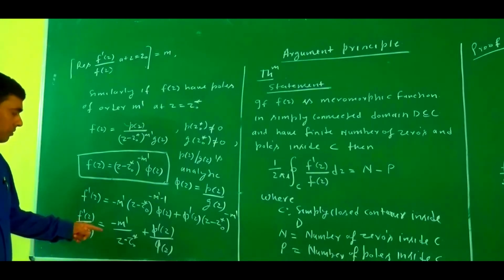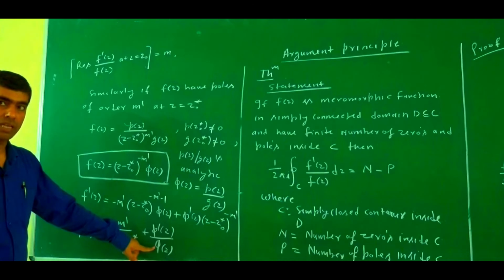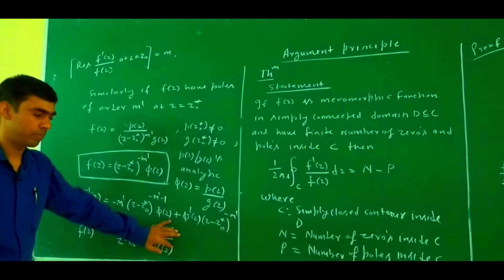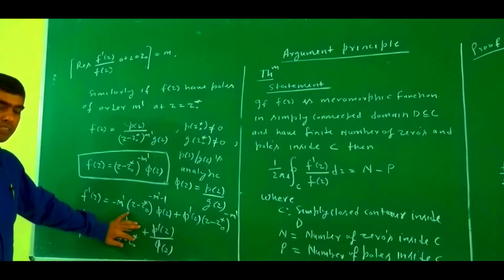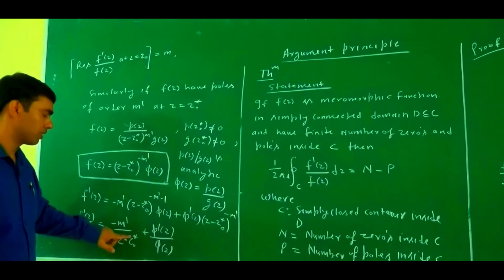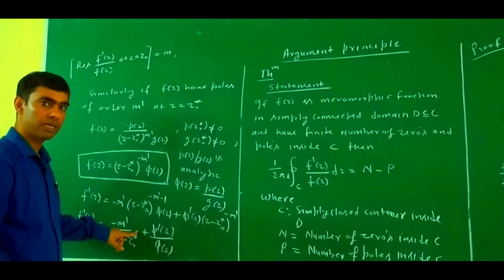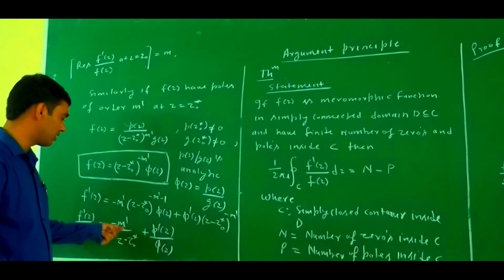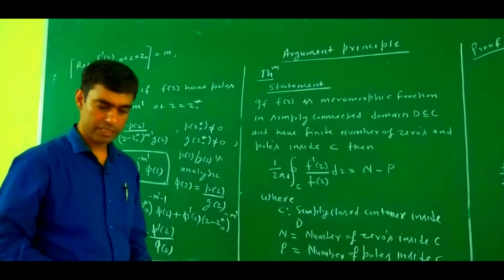Now if we closely observe this expression, then phi dash z upon phi z is a what? Analytic function. This one is an analytic function, so this one is an analytic part, and this one is a principal part. And how many terms in a principal part? There is one term in a principal part. And if there is one term in a principal part, then what is the residue of this one? Residue of this one is minus m dash. So what do we conclude here?